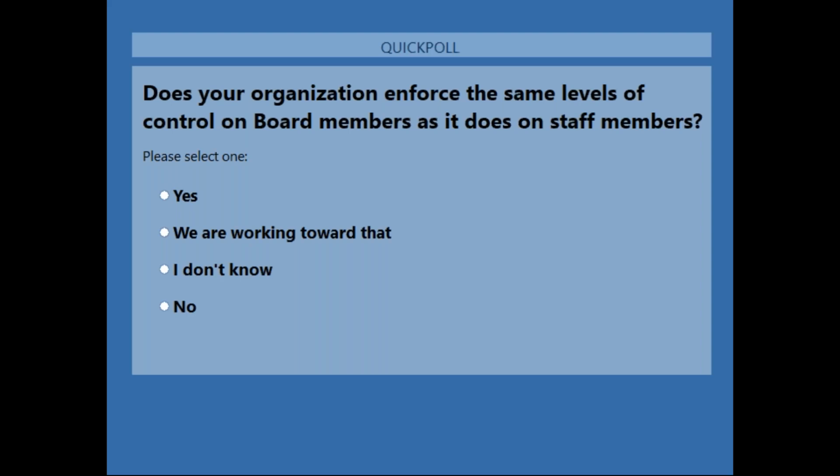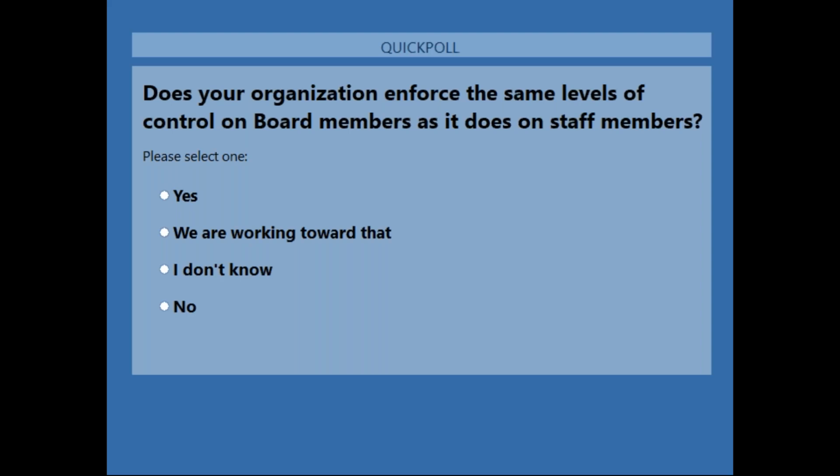As more people have weighed in, we're up to about 42% yes, which I think is really great. 42% of the respondents so far have said that they are enforcing the same levels of control. That's really good, and it really should be something that you work toward in your organization. If you're not already there, the other 46 or so percent of you who are not quite at that point, it would be a really good thing for you to continue down that path.